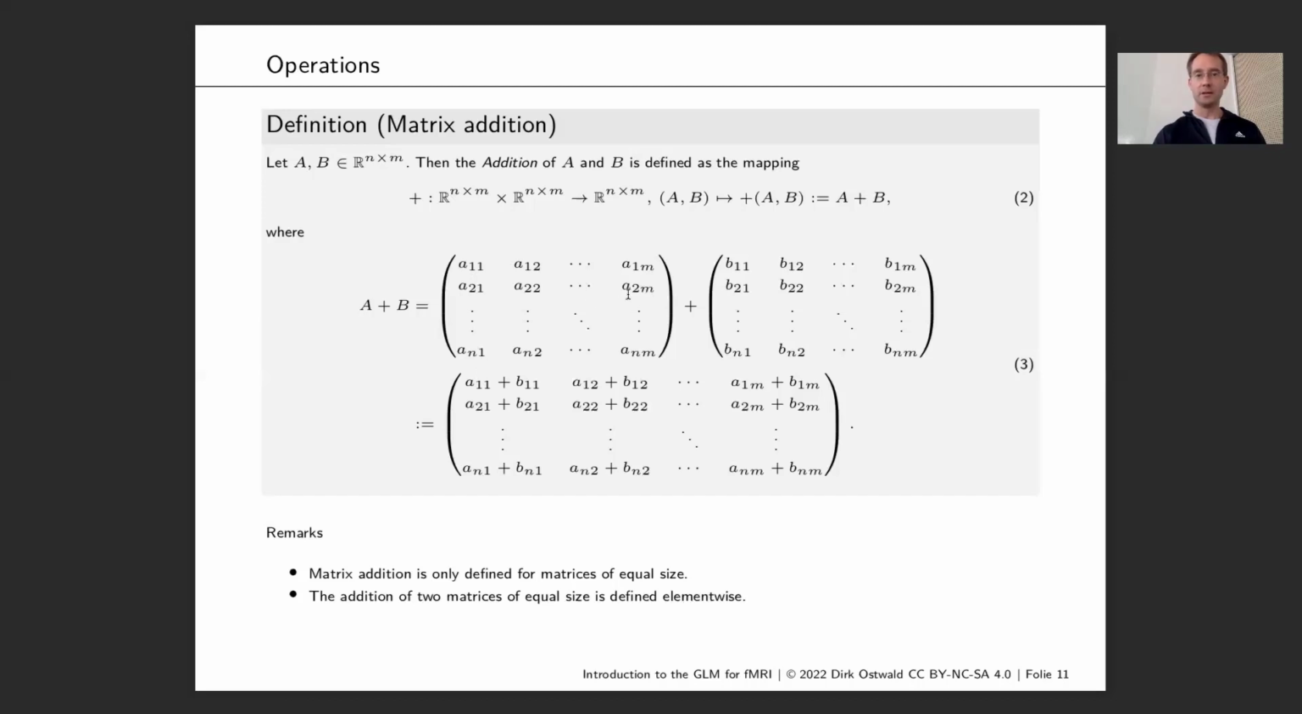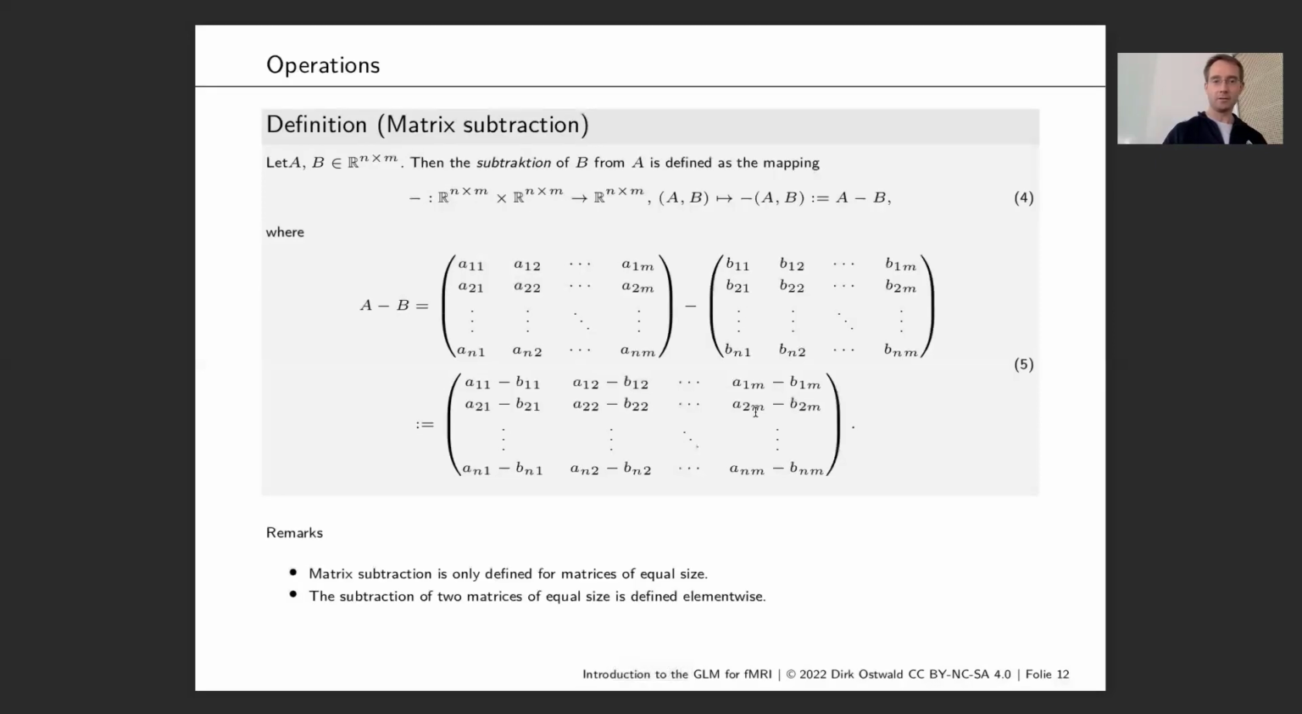So for example, let's check my indices here. Second row, mth column, and here also second row, mth column, in the matrix that you get you have the sum. That also means you can only add them if they have the same size. If they don't have the same size, you get an error if you try to do that in a program, and also you get an error in your head if you try to do it by hand. Matrix subtraction works the same way, also element-wise. So I don't say much about this.